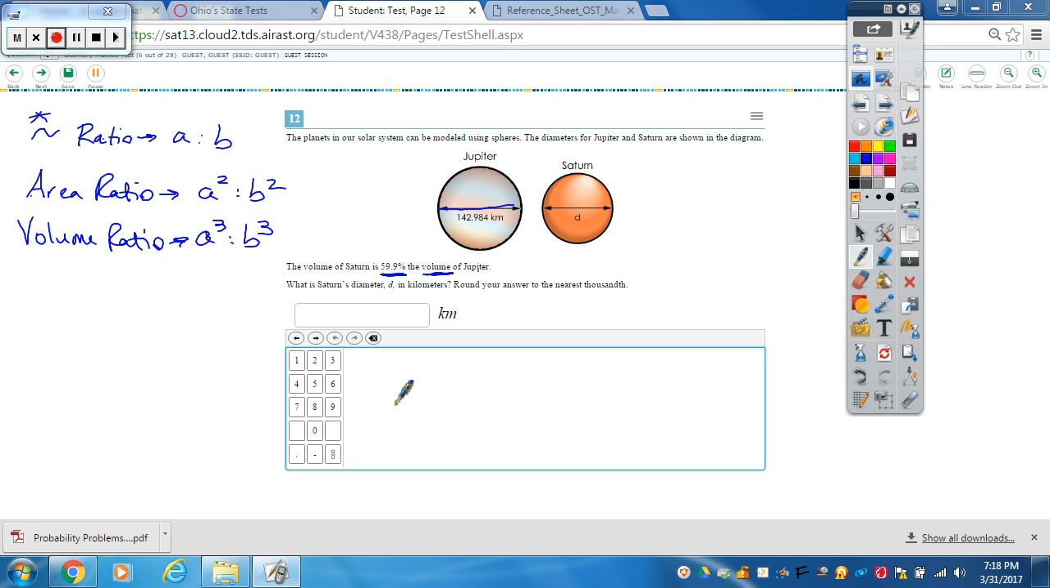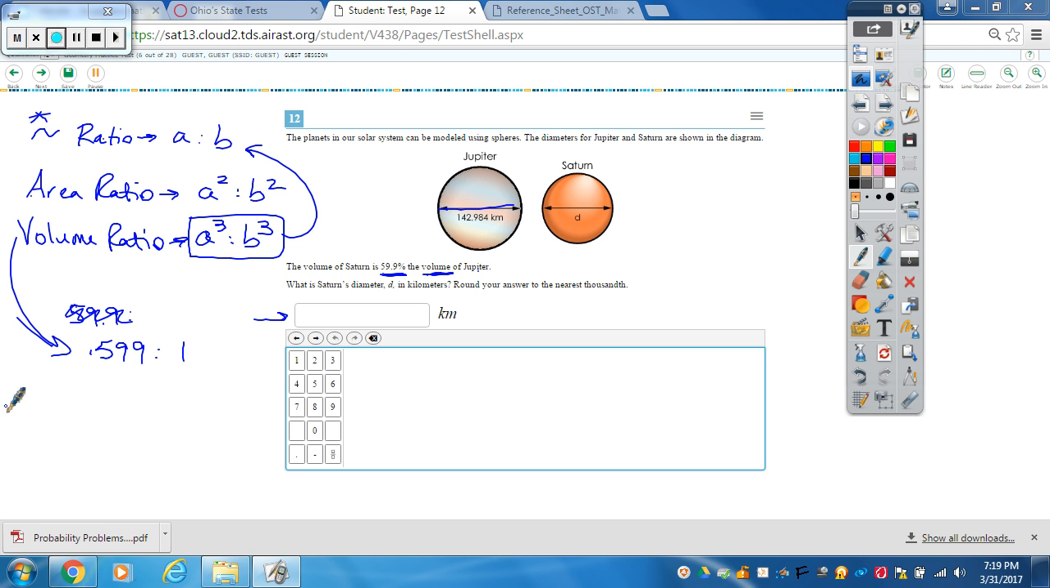So what we have to do is take this volume ratio and convert it back to the similarity ratio in order to figure out what the diameter is going to be of the smaller structure. Knowing this, you could say the volume of Saturn, and this would be in percent, so I should probably do this, 0.599 to the volume of Jupiter. And this is your volume ratio. This is what we're at right now.